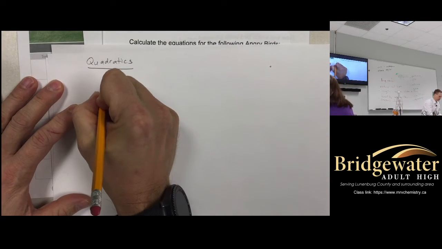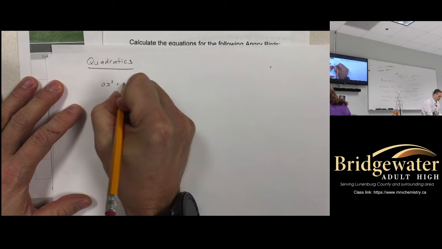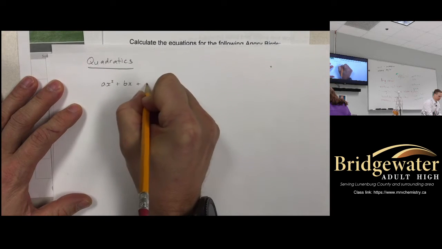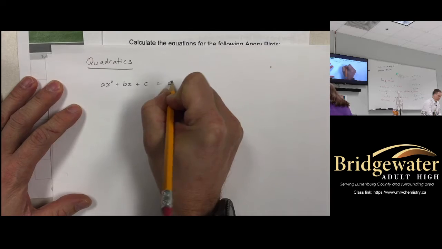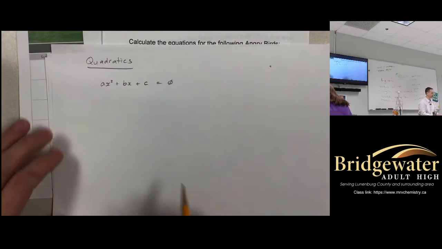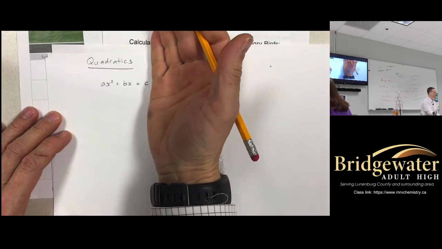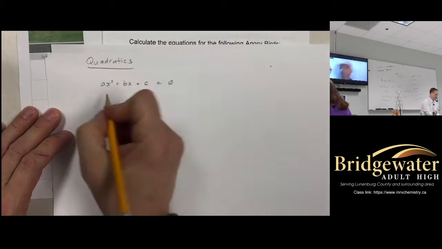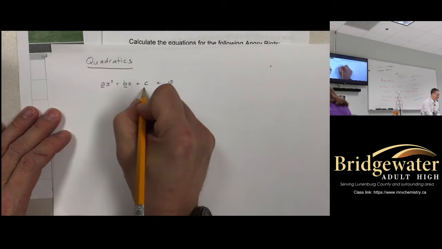One is ax squared plus bx plus c. Now, usually they're equal to 0, okay? Because you can't really solve them unless they're equal to 0. But they don't put the equal sign in there usually, okay? Where a, b, and c are a number.